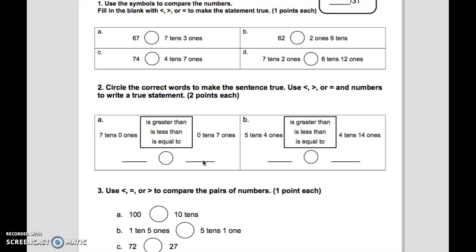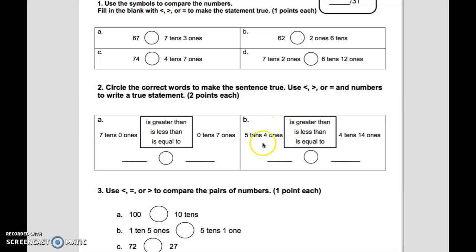Now that you figured out what the numbers are, go back up here and circle. Is it greater than, is less than, or is equal to? Once you figure it out, then you're going to come down here and put in one of the symbols. This symbol, or this symbol. Whichever symbol you put in here, it should be the same as the words that you circled.